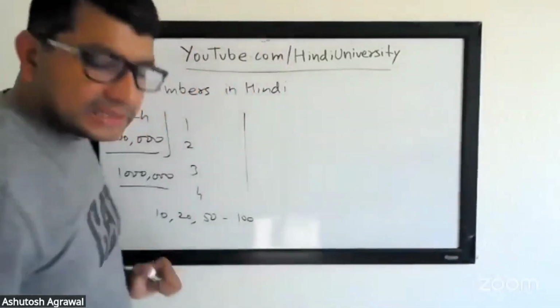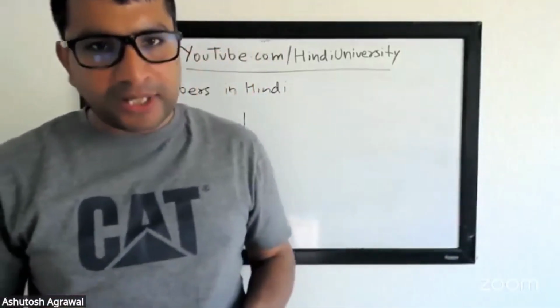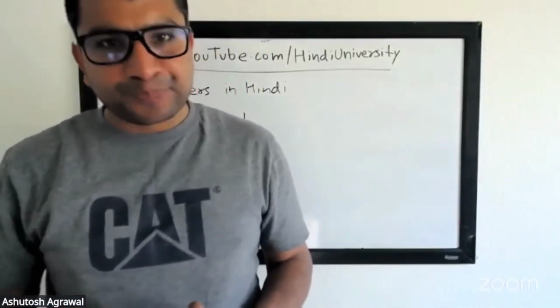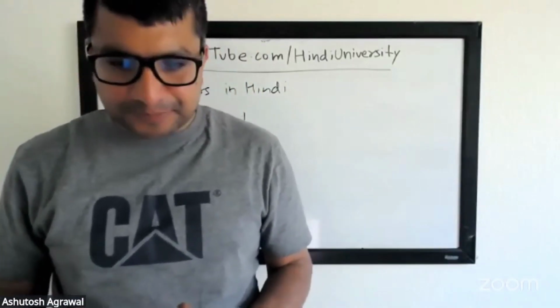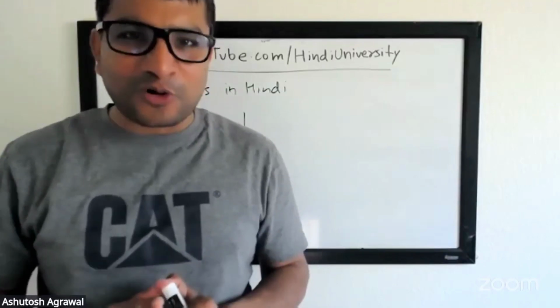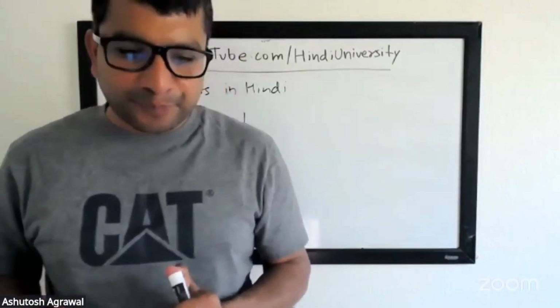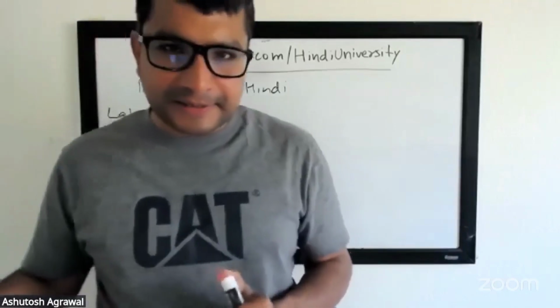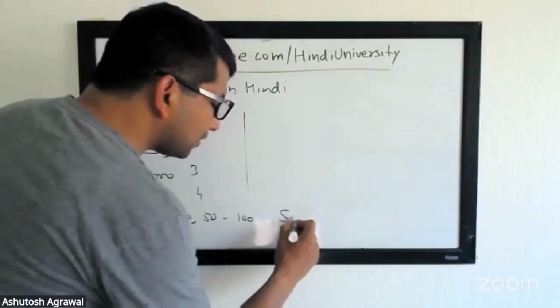2, 3, 4, 5, okay, 6, 7, 8, 9, 10. I really want all of you, if you're not familiar with it, to start with only 1 to 10, okay, and then basically all the tens till you get to 100.